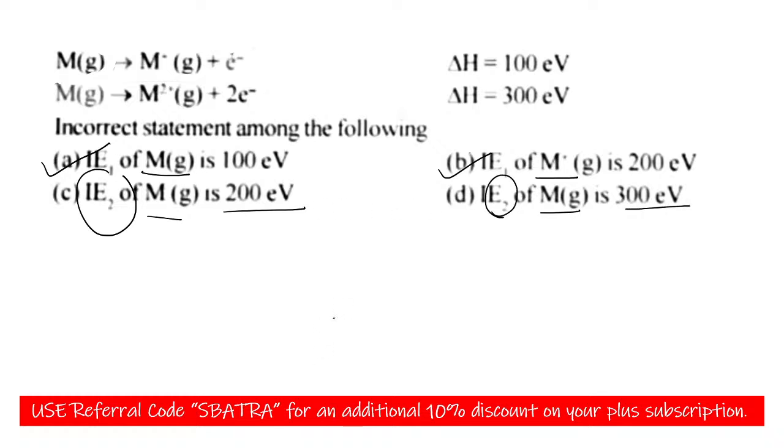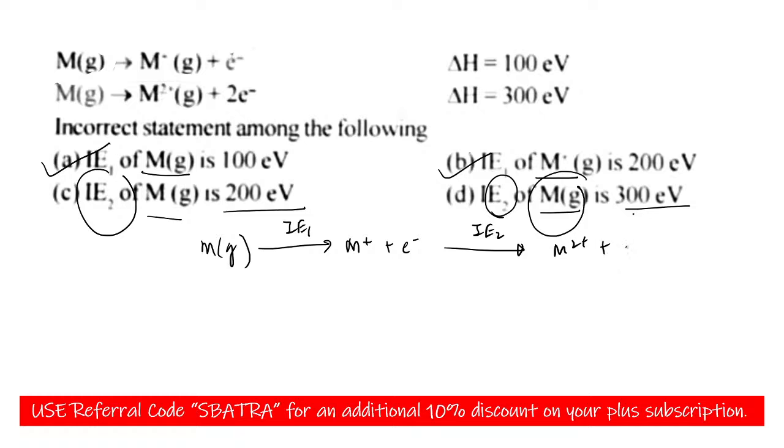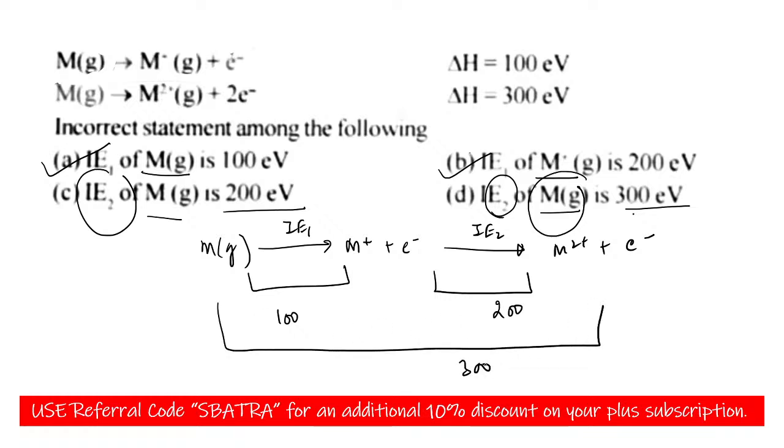So what do we have to find out? We have to find the correct answer. It says IE2 of M gas is 300 electron volts. Now if I write M gas, it will give you M positive plus an electron; this would be your IE1. Then this gives M2 positive plus 1 electron, and this would be your IE2. This value is 100 and this value is 200, and the total is 300. So according to this equation, IE2 of M gas is 200 electron volts, not 300 electron volts.